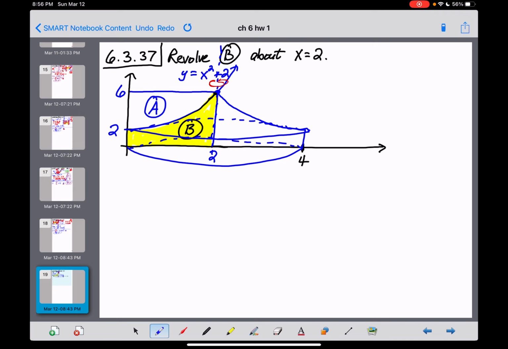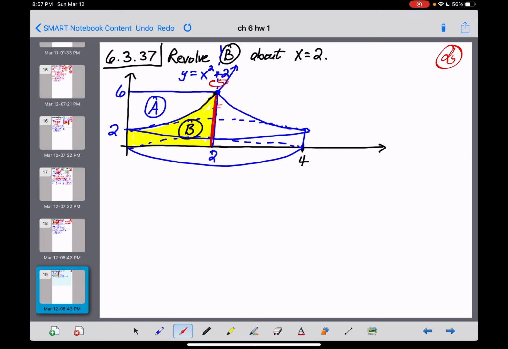Now, here's what's really interesting. First of all, we don't have a choice about dx or dy. The axis of revolution is vertical. The slices always run perpendicular to that. This is a dy problem. Now, my next question was going to be circles or washers. What are we dealing with right here? And the answer here is circles, because there's no gap here between region B and the axis of revolution.